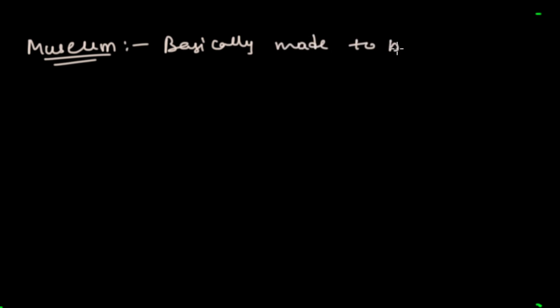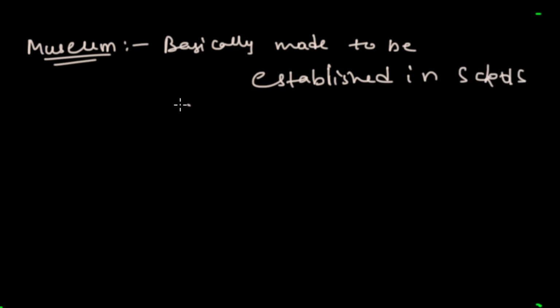And moving on to the third taxonomic aid, which is helpful in identifying organisms, that is the museum. What is this museum? See, museums are basically established in schools and colleges for educational purposes.